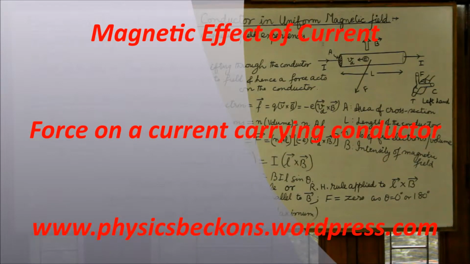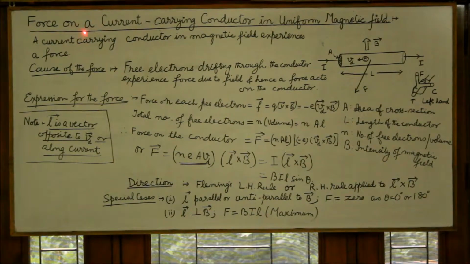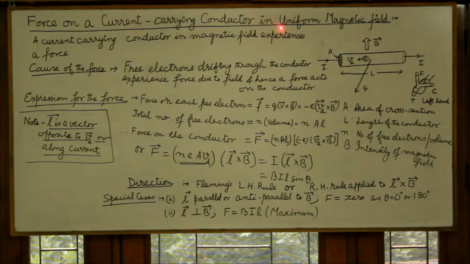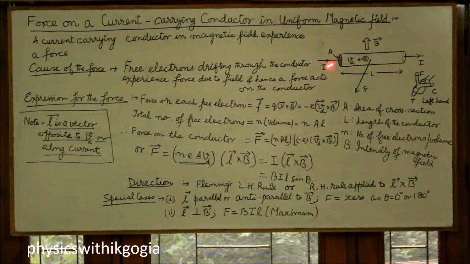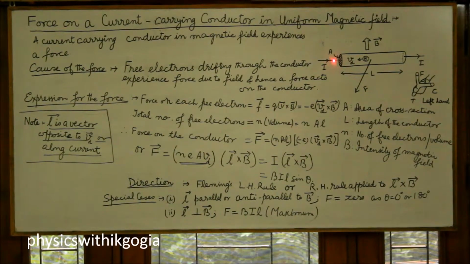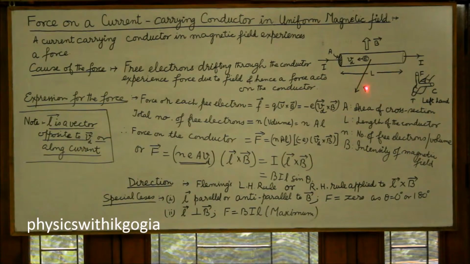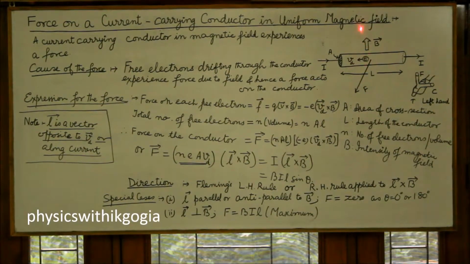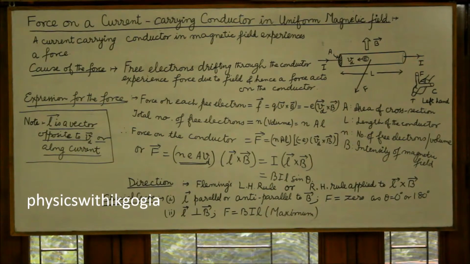Continuing with magnetic effect of current, in this video we will study force experienced by a current carrying conductor in a uniform magnetic field. Whenever we subject a current carrying conductor to a magnetic field, it experiences a force. Here in this diagram you have a conductor of area of cross section A carrying a current I towards right. L is the length of the conductor and the magnetic field has been applied in the upward direction. The conductor is in the plane of the board.